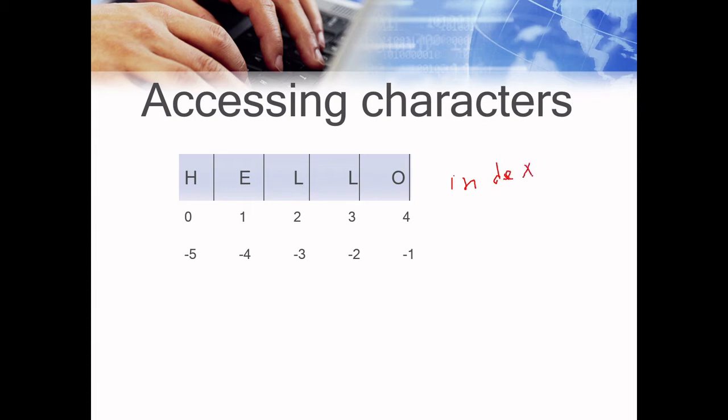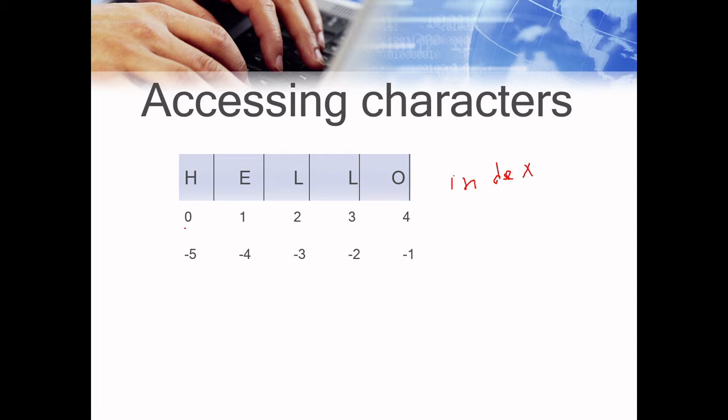As all of you know, in C or C++, whenever we are accessing arrays, we are using the concept of index. So whenever you write something like this, indexing starts from 0, as in all other languages: 0, 1, 2, 3, 4, like that.